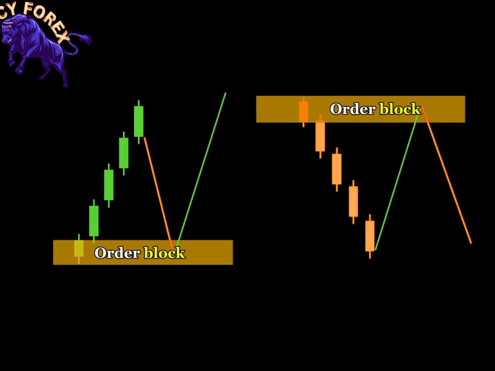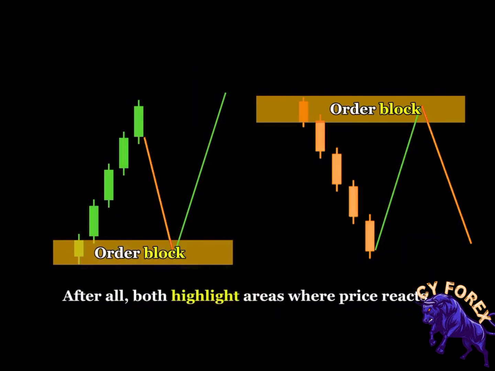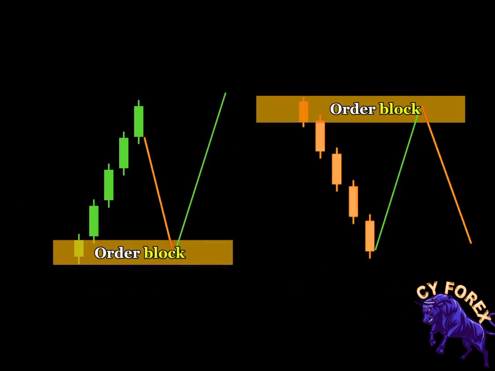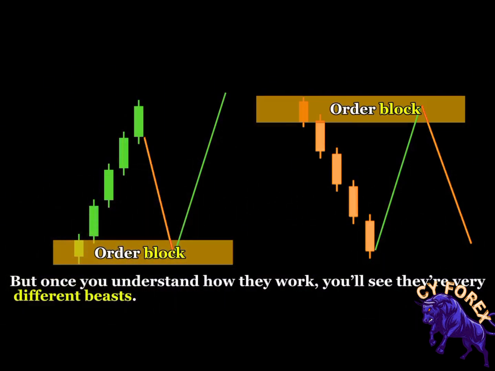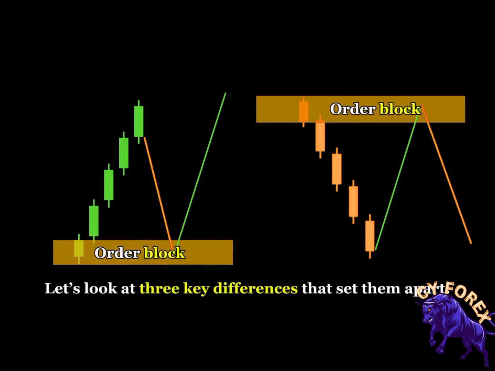Order blocks might look like support and resistance at first, but the difference is huge. Let's break it down. At first glance, order blocks might look a lot like your typical support and resistance levels. After all, both highlight areas where price reacts. But once you understand how they work, you'll see they're very different beasts. Let's look at three key differences that set them apart.